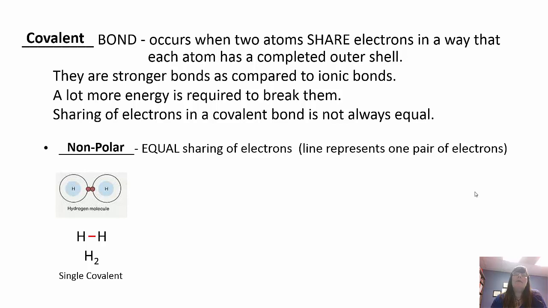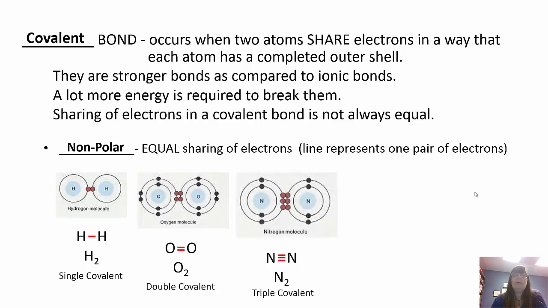Covalent bonds happen when 2 atoms share electrons. So they'll share enough electrons so that each has a completed outer shell. They're stronger as opposed to ionic bonds, and there's a lot more energy that is required to break them. The sharing of the electrons, though, is not always equal. We have polar and nonpolar bonds. Nonpolar is an equal sharing of electrons. And you can have single, double, or triple covalent bonds.